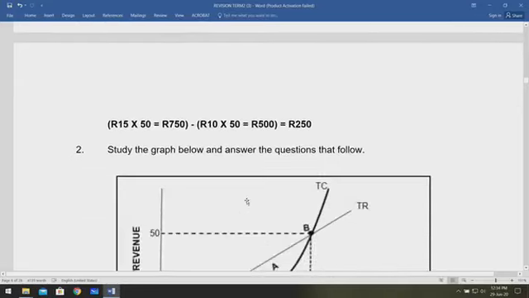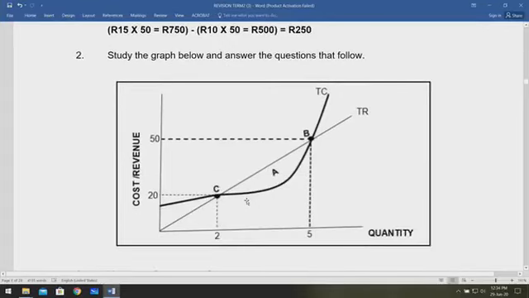Right, number 2, once again we're looking at a graph. Study the graph below and answer the questions that follow. Now here we've got a graph represented in a different way.